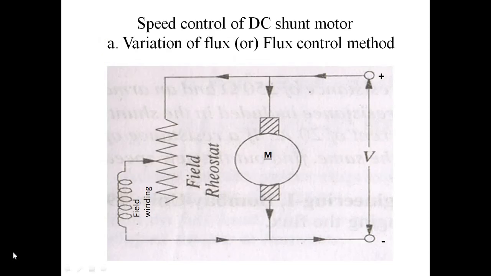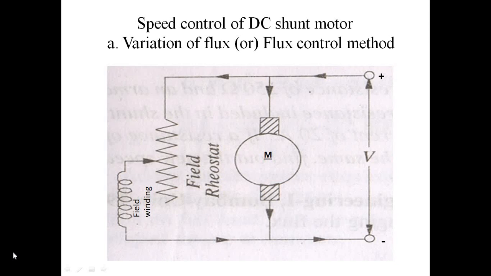First, speed control of DC shunt motor, variation of flux or flux control method. In a DC motor, the field resistance is minimum at the starting position. The resistance will then be increased. The speed equation: N is proportional to V divided by phi. When resistance is increased, current will decrease, and speed will increase.